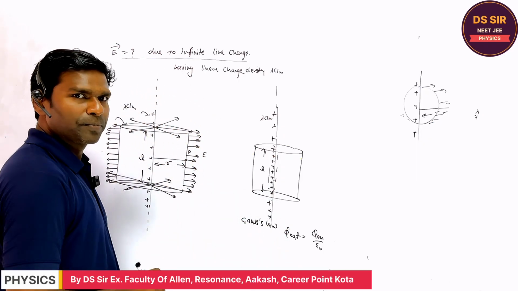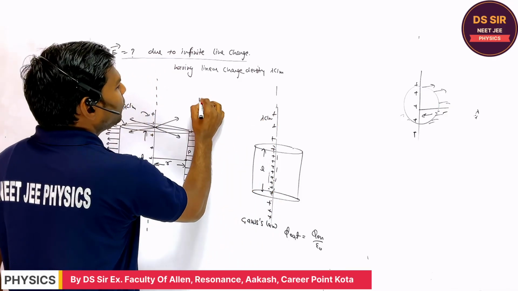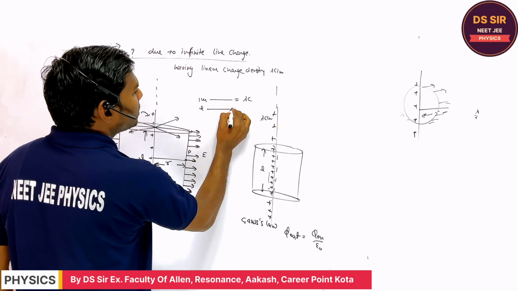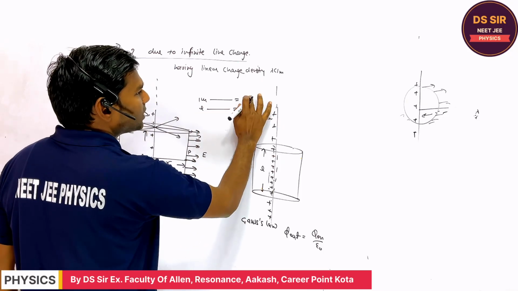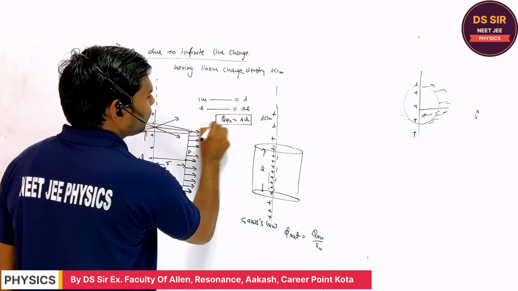So how do we find it? If this is lambda coulomb per meter, it means in 1 meter the charge is lambda coulomb. So in L meters, what is the charge? Lambda into L. Is it clear? The charge enclosed is nothing but lambda L, as we have found.